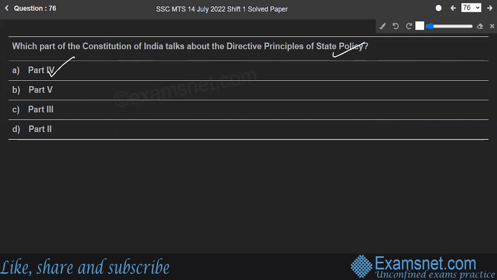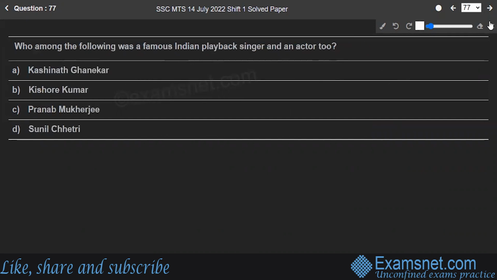The DPSP is mentioned in Part 4 of the Constitution of India, Articles 36 to 51. The concept of DPSP has been taken from the Irish Constitution. This is non-enforceable by the court and it is non-justiciable in nature also. So option A is the correct answer to the question. Hope you are clear. Next is question number 77.